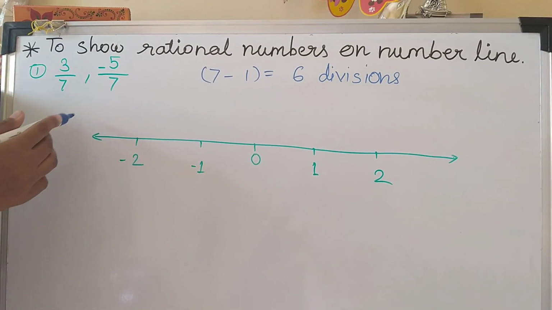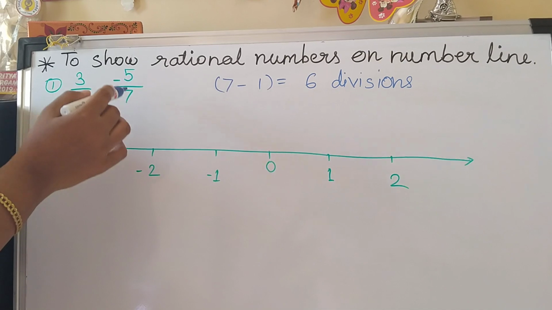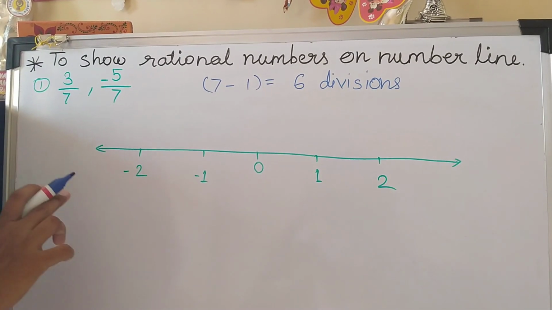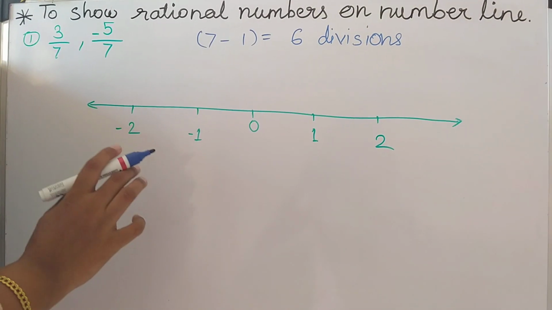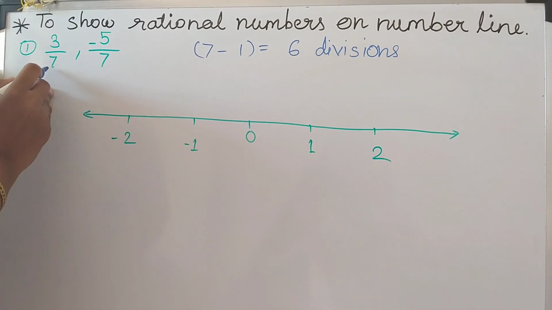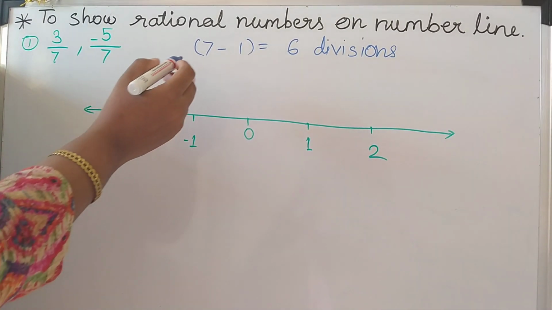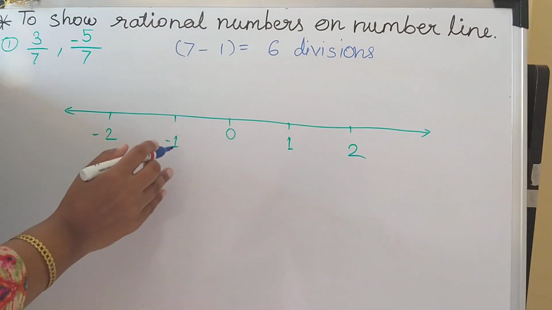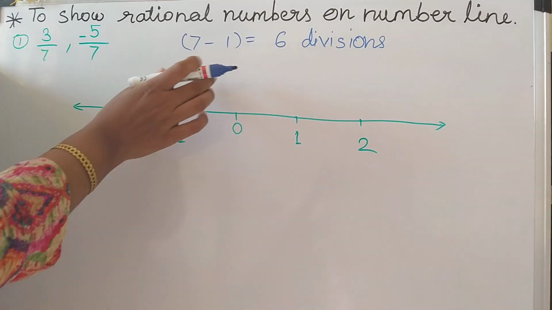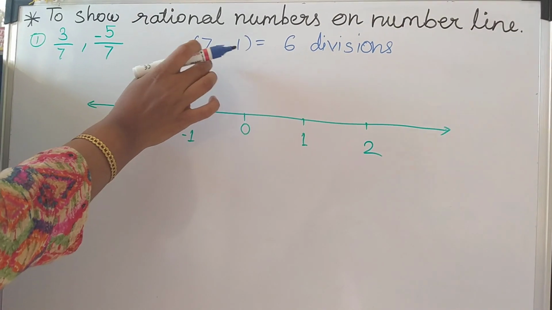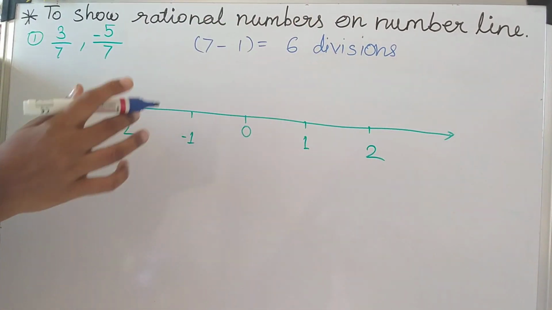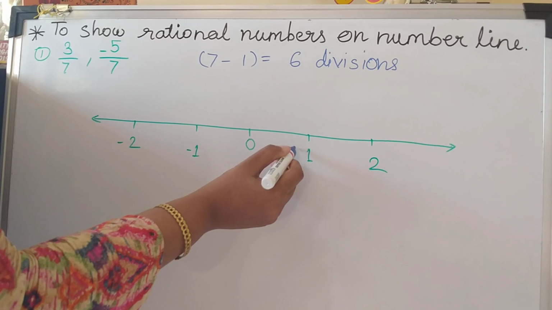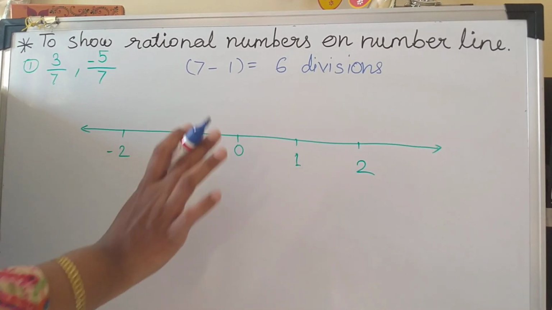Now I am taking one example here, 3 by 7 and minus 5 by 7. These two numbers we will show on this number line. Now the denominator is 7. So we have to take 6 divisions in between two numbers. We have to subtract 1 from the 7. 7 minus 1, 6. That means 6 divisions. If you draw them in between two numbers, you will get 7 divisions.